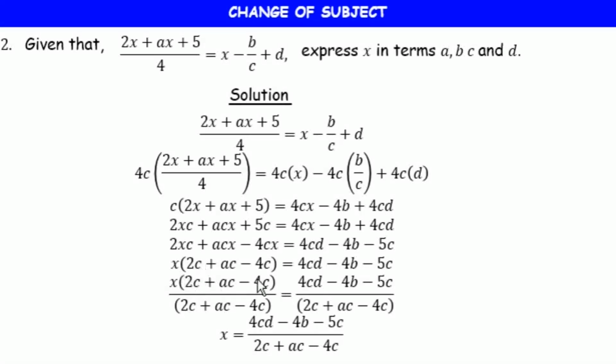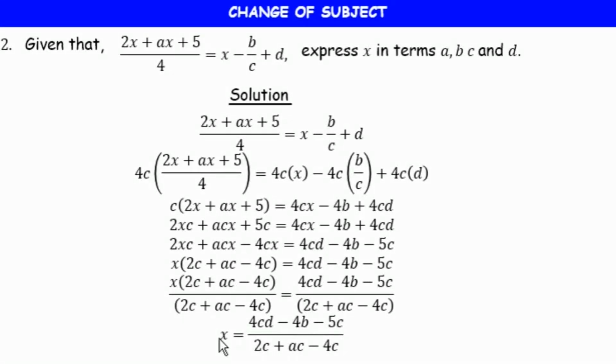The next thing is to divide both sides by the bracket, so that we eliminate the bracket and x stands alone. That is what we did here. We divided both sides by 2c plus ad minus 4c, and we do the same to the right side of the equation.